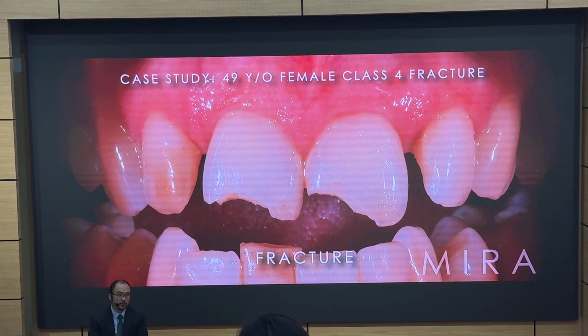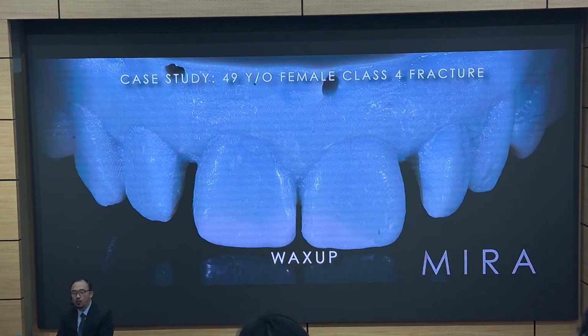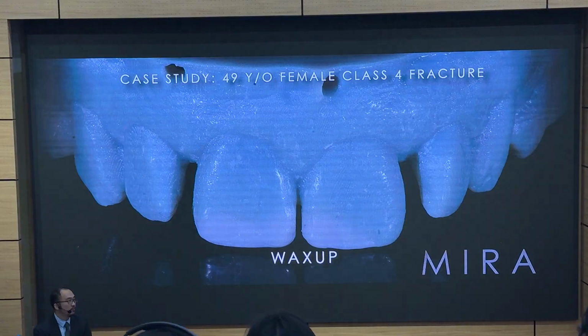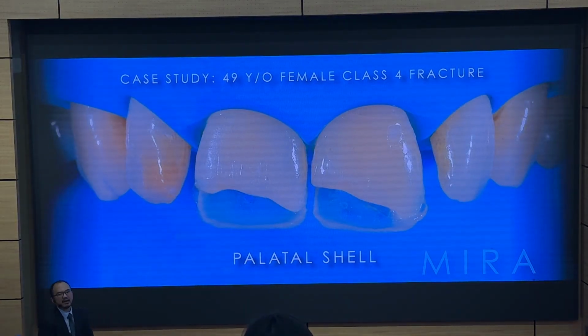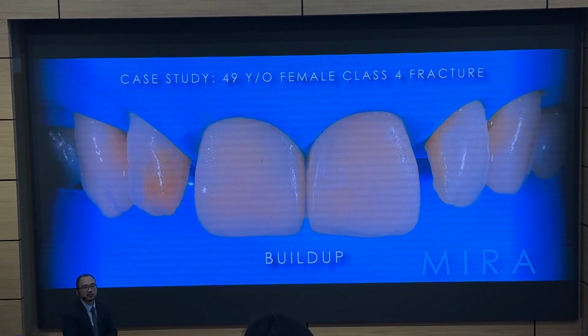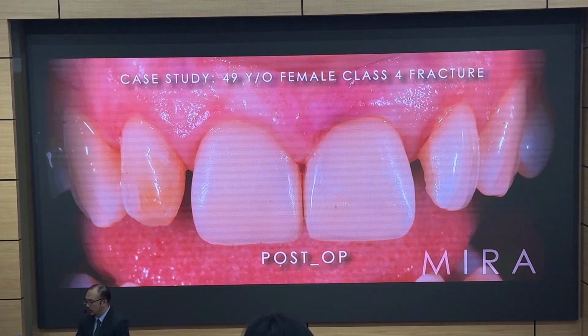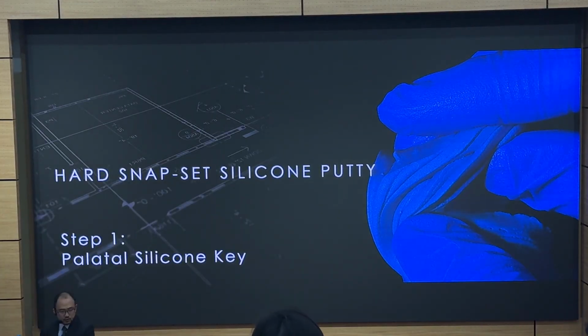I can scan her teeth, touching her teeth, and you create a wax up or digital mock-up, which eventually, after 1 or 2 days, we can build a tooth back for her. And while we're at it, make the teeth look nice and straight as well. So far, so good? Now, I'm going to show you how I do my silicone putty.